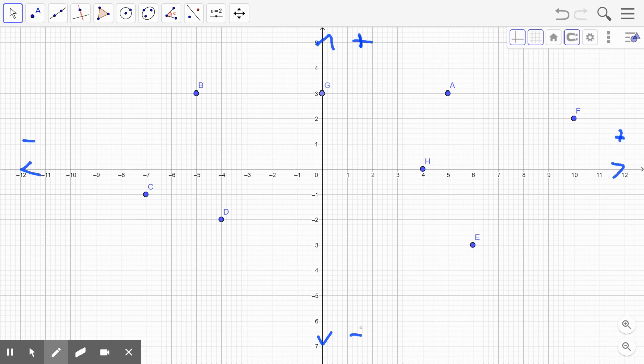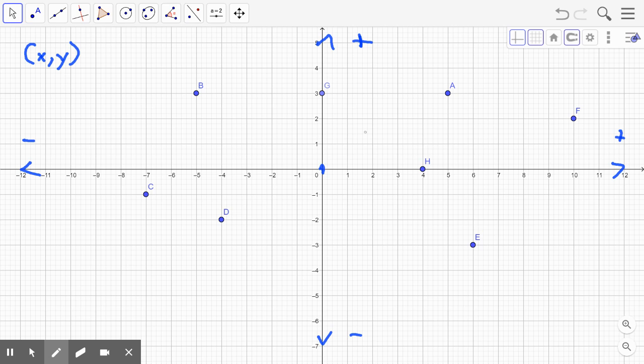All right, so every point on here is going to have two coordinates in an ordered pair, an x-coordinate and a y-coordinate. And the x-coordinate measures how far to the left or to the right this point is, and the y-coordinate measures how far up or down from the origin the point is.